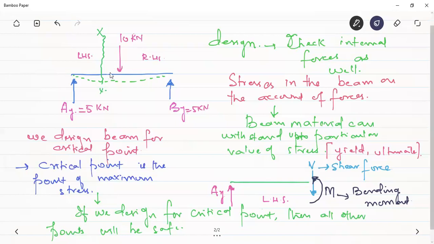See here, this is a beam of some length, suppose 5 meters. At different sections, we might have different bending moments, but we need to locate the maximum bending moment so that we design the beam for that section. And the rest of the sections will definitely be safe if we design for the critical section. So all these resisting forces will be known as the shear forces, and these will be the bending moments.